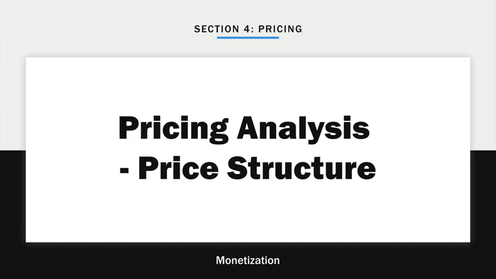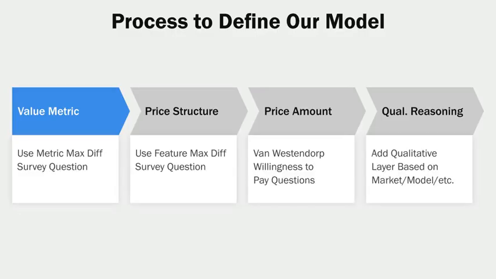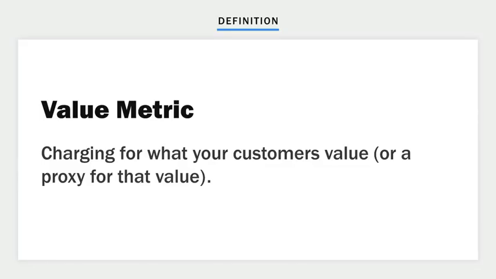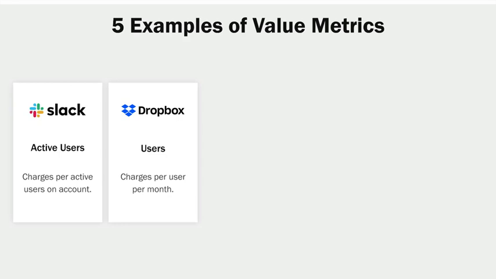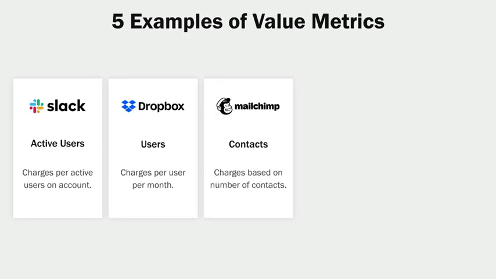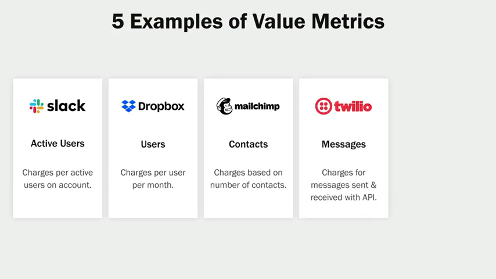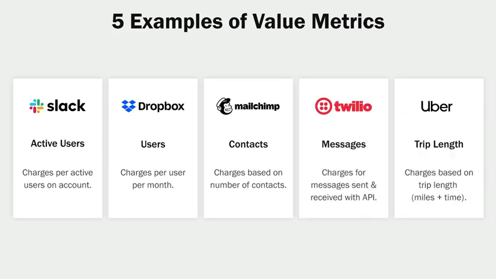As we go through and start to define a couple of different components of our model, in the last lesson we talked a little bit about our value metric, which is part of what we're charging for. Our value metric is charging for what our customers value, or a proxy for that value. Now we went through some different examples like Slack charging for active users, Dropbox Pro charging per user per month, MailChimp charging for contacts, Twilio charging for messages, and something like Uber charging for trip length, miles, and time.